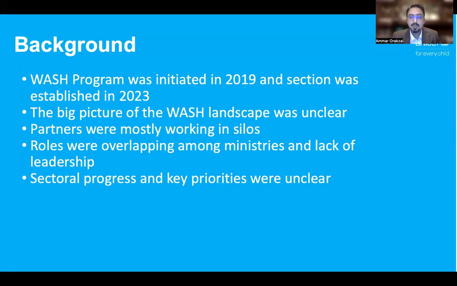Multiple ministries were pretty much doing the same job and had split different parts of water, sanitation, and hygiene, and were not really coordinating with each other. And then overall, the sectoral progress was really unclear. The key priorities were unclear. So there was no collective vision on how to really move forward and how we can bring our efforts together to achieve certain goals and a particular vision. Next, please.